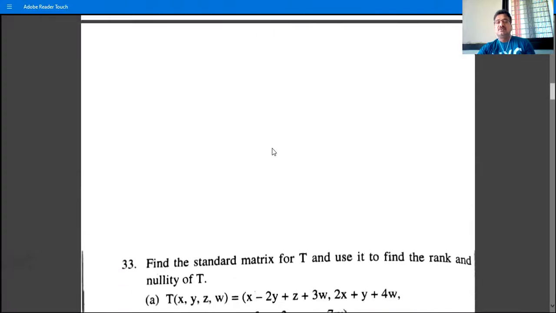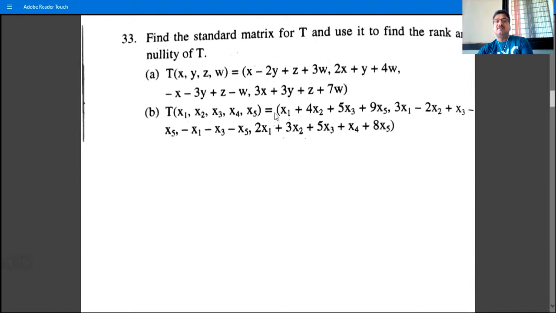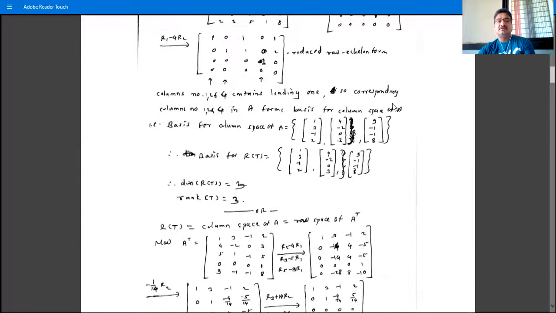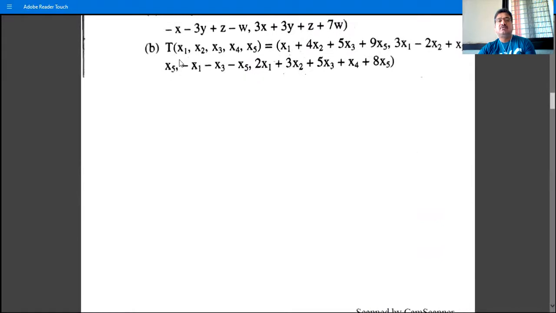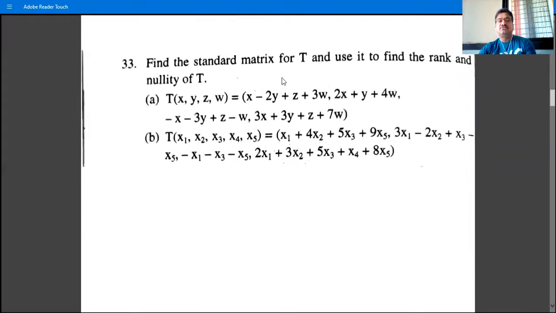Okay. So these are some problems for homework. Find a standard matrix for T, and hence use it to find the rank and nullity of T. That is, first write, this example is already done, this is the answer of this example. Number two, the answer of B is this. Okay, so we have to solve this problem, problem number one first.